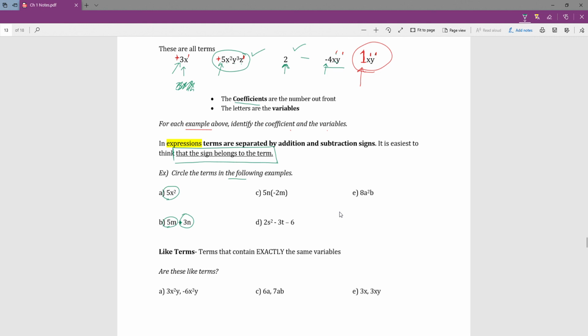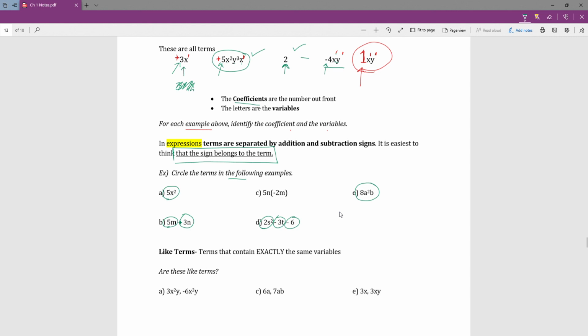D, I skipped one there. We have a positive 2s squared and a negative 3t and a negative 6. We actually have 3 different terms here. E, we just have one term. That one term has a coefficient in 2 different variables, but we only have one term.